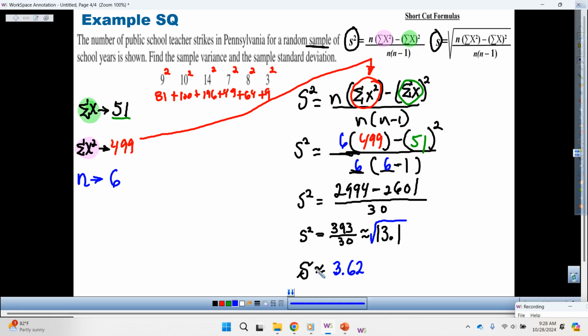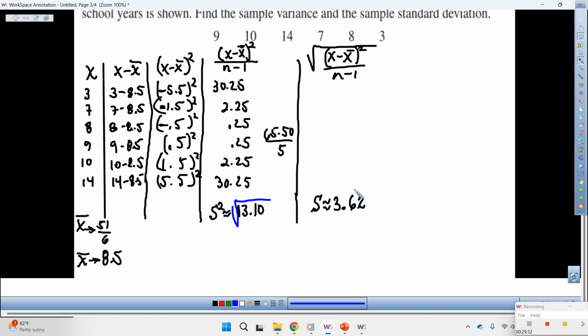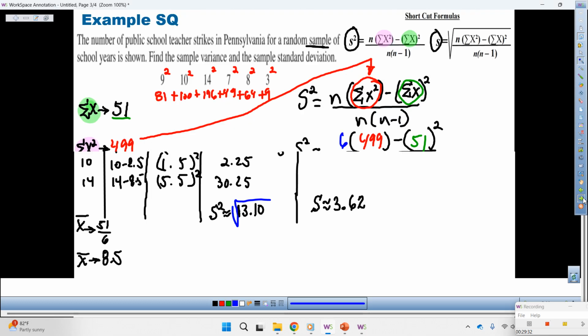All right. Now check this out. On the previous one, what did we get for the variance? Look at the previous problem. 13.1. How about for standard deviation? Approximately 3.62. So, send me your notes for that one. So, we have the previous process, which is the long way. Yes? Look up. Long way. And we have the shortcut formula.